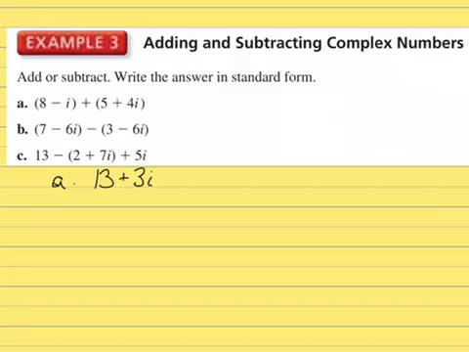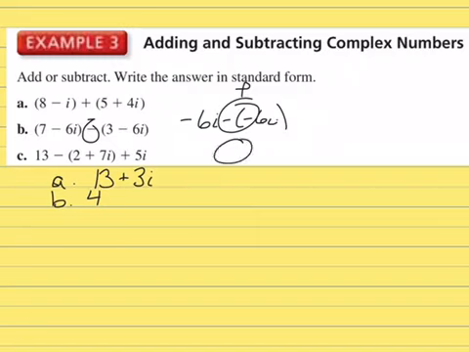So that's it. Next one, b, I have 7 minus 3, which is going to give me 4 for my real part. And then sometimes we kind of overlook this, but I have negative 6i minus another negative 6i. So this actually cancels out because we add here, and that makes my imaginary part 0 times i. 0 times anything is still 0, so my answer to b is actually just 4.